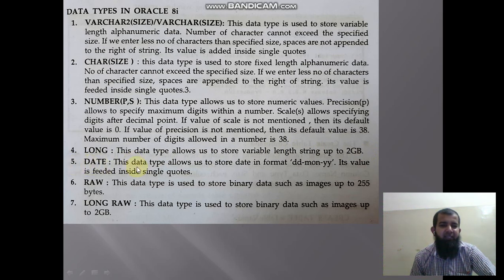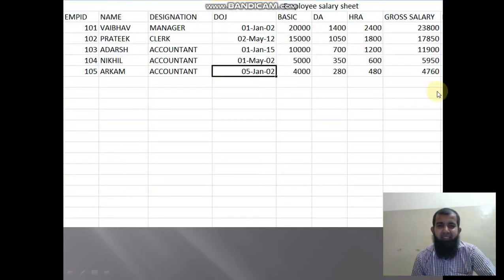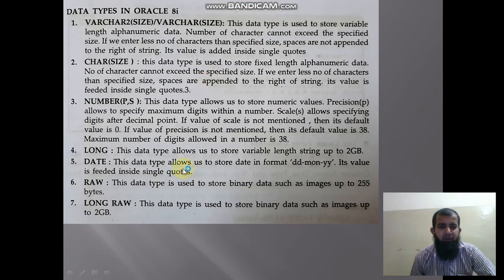Next, date. This data type allows us to store date in the format dd-month-yy. Its value is put inside single quotes. The date data type is used to store date values, for example date of joining. What is the format? 2 digits for the day, then 3 letters for the month, then 2 digits for the year. You have to put it within single quotation.